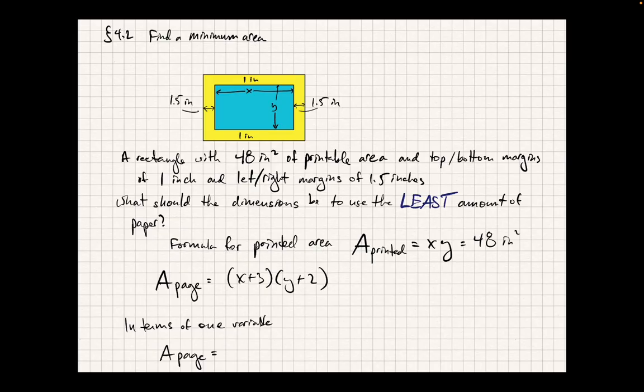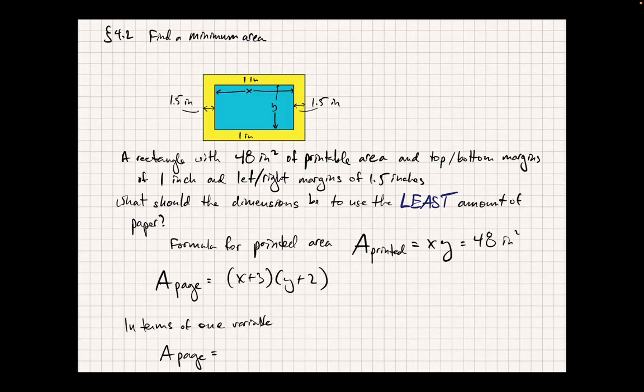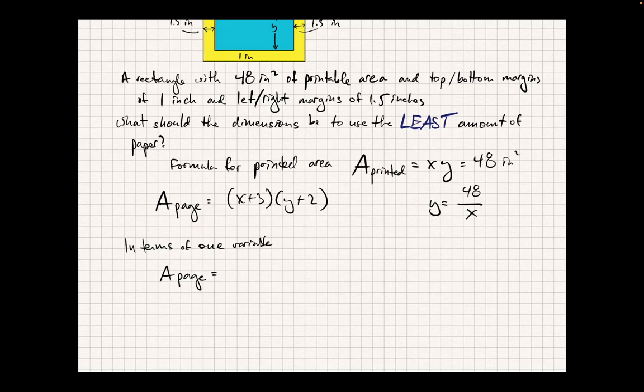What do I have to do to go from two variables to one variable? Substitution. What kind of substitution can I use? Can I express y in terms of x? Yes. 48 over x. So in place of y, I can substitute in 48 over x. So what does that do to my formula for the area? It becomes x plus 3, times 48 over x plus 2.